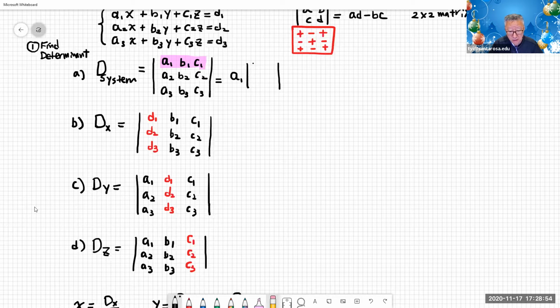So that would be B2, C2, B3, and C3. You can use a different convention here, but the easiest way is that if you select the row or column, that entry of that row or column becomes the coefficient of the matrix. So here's A1. That's what I use over there, the first one.